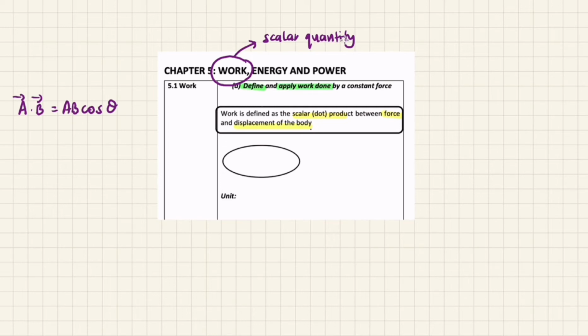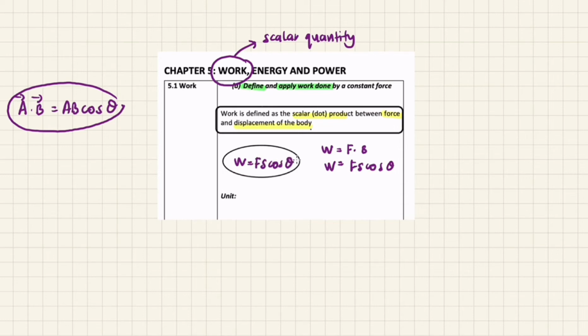So work is defined as a scalar dot product between force and displacement. If we write it, work equals F dot S. Using A dot B equals AB cos theta, F dot S is going to equal Fs cos theta. So work equals Fs cos theta. This is our equation for work.